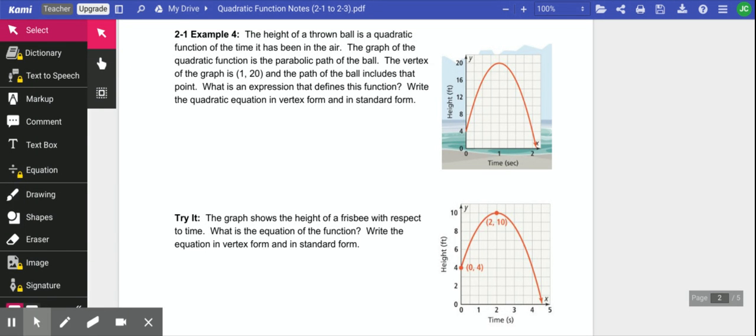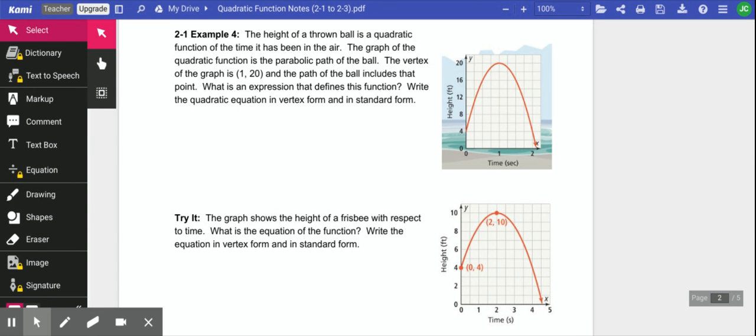We're going to apply what we just talked about to some word problems, some real world situations. So we talked about before how parabolas model things that are being thrown, because gravity is pulling down on objects, so they follow this parabolic path. So we have a thrown ball that follows this quadratic path.